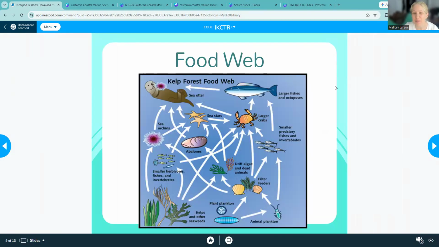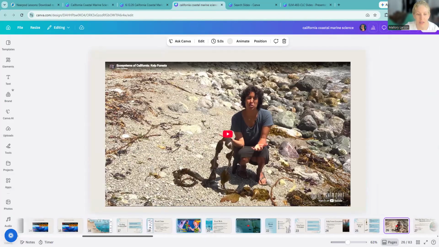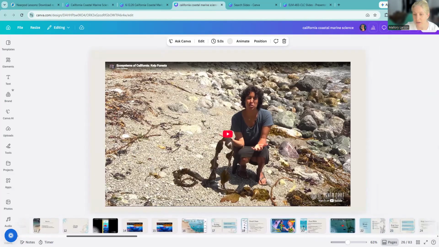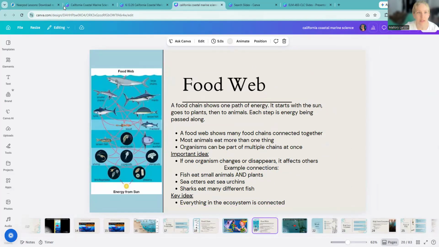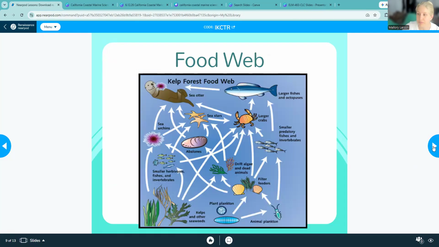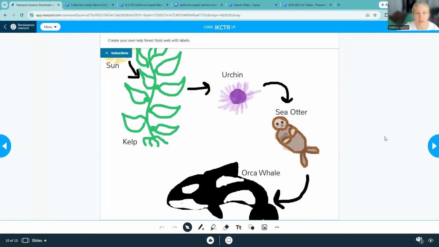Then here I have an example of a food web. This is an image that they are going to be familiar with because it is an image that we talked about last week in our in-class discussion about our food relationships of a food chain and a food web. So it is a review visual. Then here they are going to have to create their own food web and label it. This corresponds to the activity in their workbook where they have to do something similar, but this is on a more casual platform.